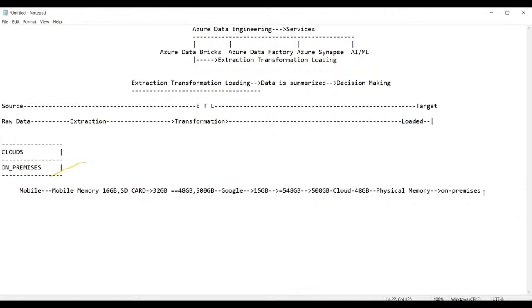Now, guys, for the 548 GB which is required for us, what we have done is we took the support of the cloud rather than the mobile phone. That means you have moved from the physical mobile phone memory to cloud memory, that is called Google Drive memory. Am I right or not?